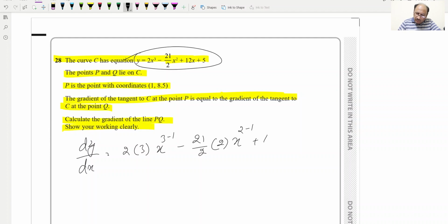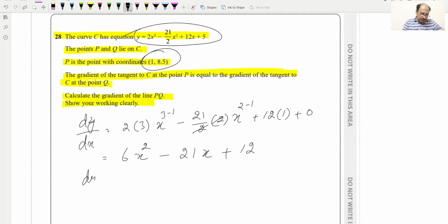The derivative of x is 1, and the derivative of the constant is 0. Now we can write this as 6x squared minus 21x plus 12, and the 2 will be cancelled. So this will be our n.